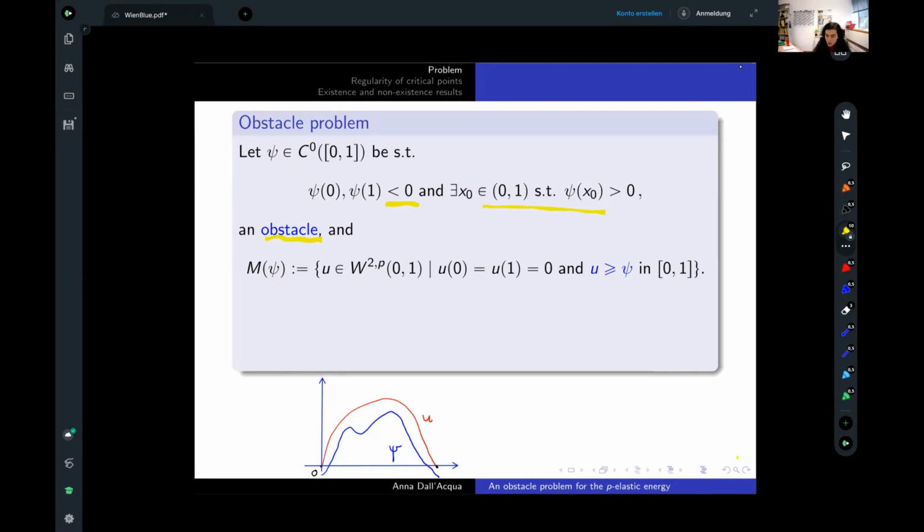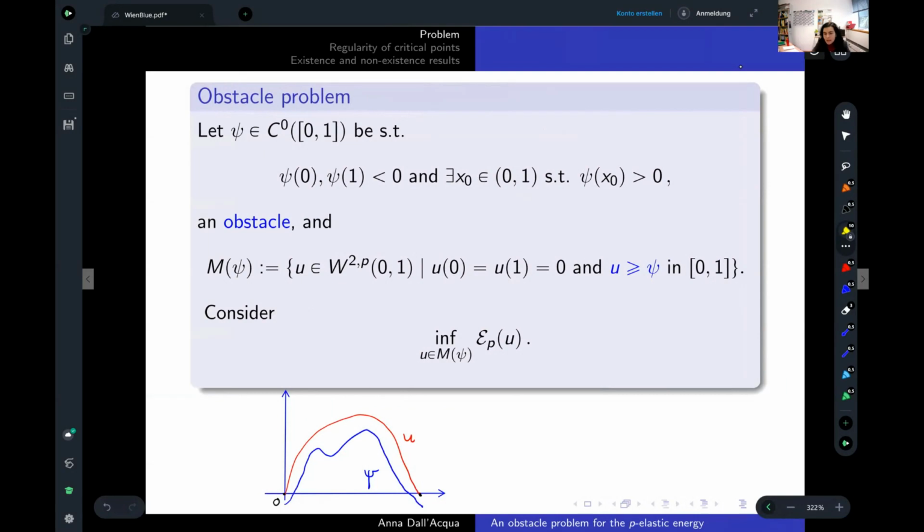And we are looking for functions u for which the energy is defined. So we want to look at functions in W^{2,P} such that they are 0 at 0 and at 1. So we have Dirichlet boundary values for u, and we have the extra constraint that we stay above the obstacle: u has to stay above this obstacle psi on the interval 0, 1. The fact that we assume psi is somewhere strictly positive ensures that the function u identically equal to 0 is not allowed here. So we have a non-trivial problem.